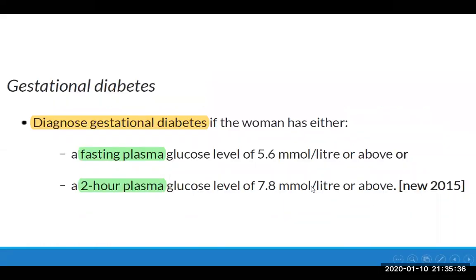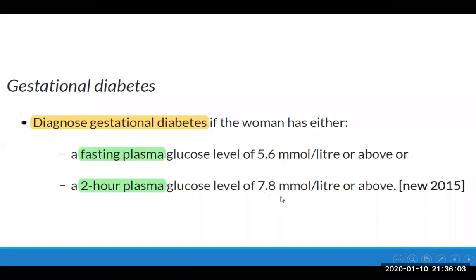How to diagnose gestational diabetes according to the NICE guidelines? Only 2 values, fasting and 2 hour, on the oral glucose tolerance test with 75 gram anhydrous glucose. There is no 1 hour, there is no 3 hour value. Only fasting blood sugar of 5.6 or above, this is very important, or a 2 hour value of 7.8 or more.